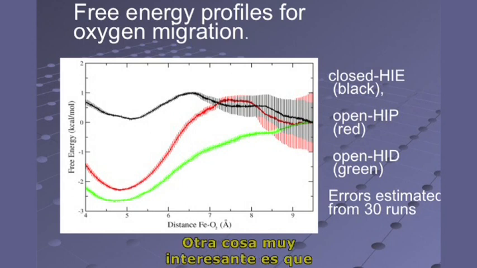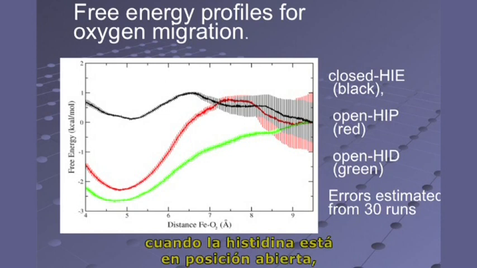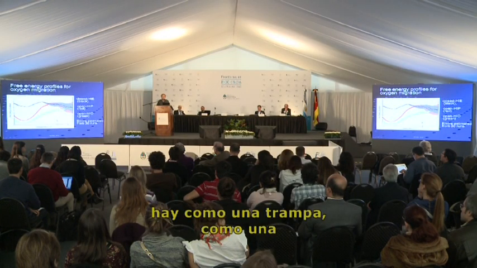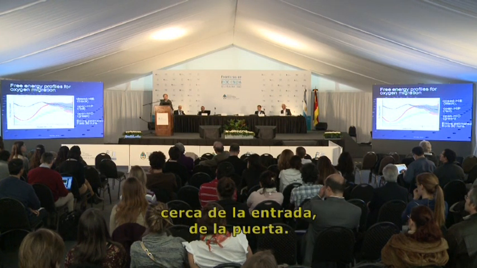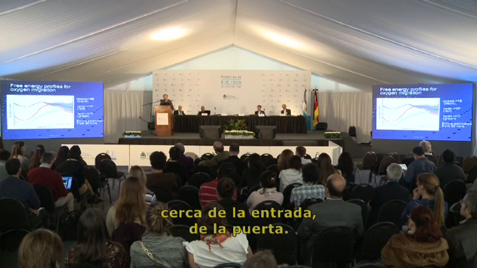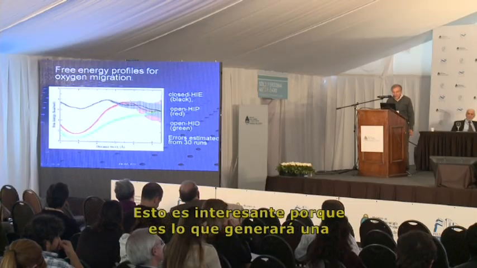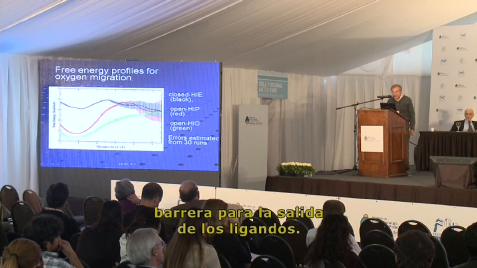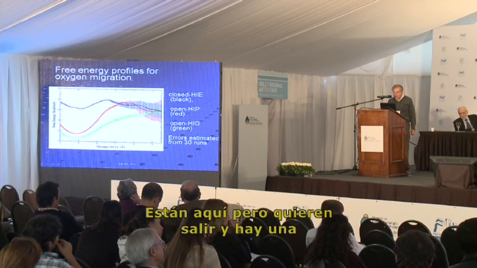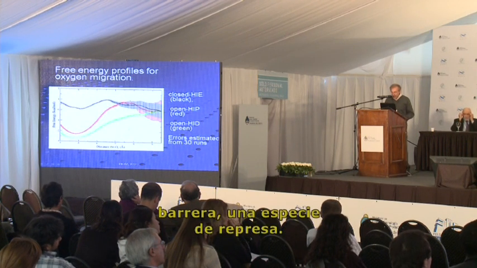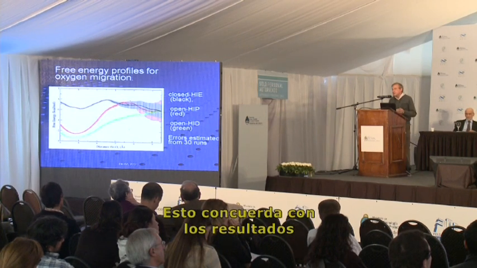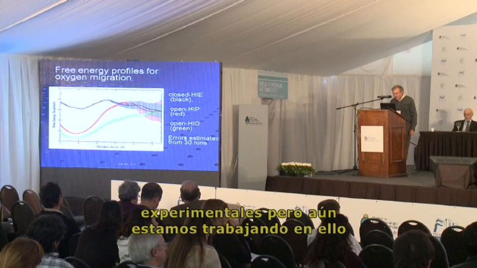And the other thing that is really interesting is that when you have the histidine in the open position, you have like a trap. It's like a reservoir of oxygen molecules that gets near the entrance of the door. That is also very interesting because it's going to produce a barrier for ligand exit. If you are here and you want to go outside, you have a barrier for exit because you have a kind of a reservoir. This is consistent with experimental results, but we are still elaborating these results in collaboration with experimental people.